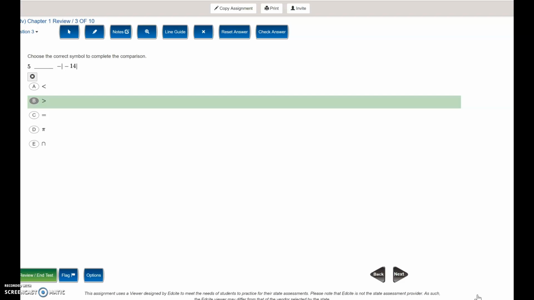I did throw a couple of weird symbols in here. I threw in pi and the intersection. You probably don't even know what that symbol means. If you don't know what the symbol means, probably not the right answer.